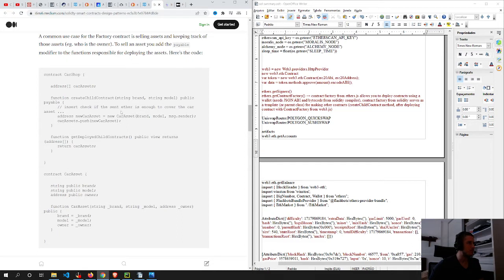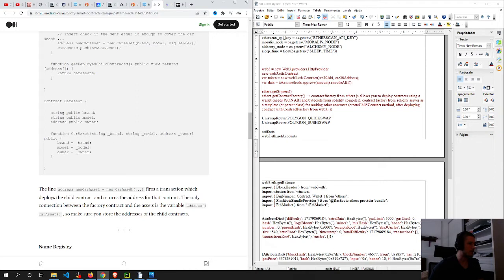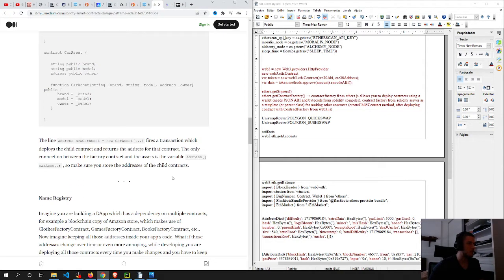Check if there's enough to cover the car asset. The line address new car fires a transaction which deploys the child contract and returns the address for the contract. So it pretty much stores the addresses of other contracts created from that contract. The only connection between the factory contract and the assets is the variable address car assets. So make sure you store the addresses of the child contracts.